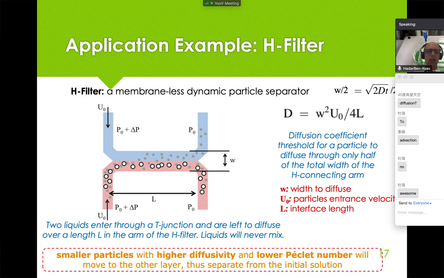So any questions about this example on this slide? Okay, let's continue.